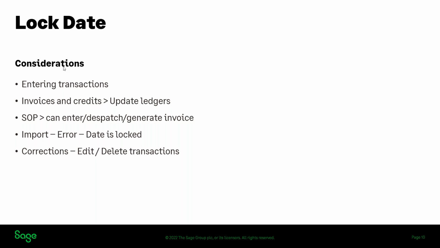Sales orders. Now you can enter a sales order. You could put that in prior to the lock date. You could dispatch it, generate the invoice. But the invoice, we've seen, you'll only be able to update to the ledgers depending on your level of access. Import, we've just run through that one, so you've seen what that looked like. Again, if you're a user that doesn't have access to lock date, then you're going to get that error, data is locked. And corrections, again, you're in a similar position.